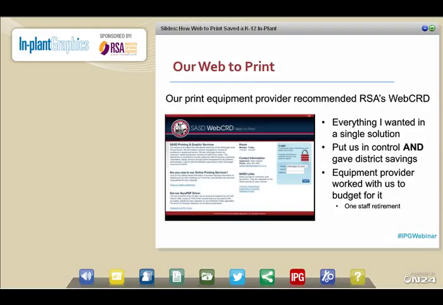Our equipment provider worked with us on budget for a solution over a 2-year budget cycle, making it affordable for us and not costing the district any upfront money. We operated frugally for 1 year, basically, and used the surplus the following year to go ahead and make this investment.